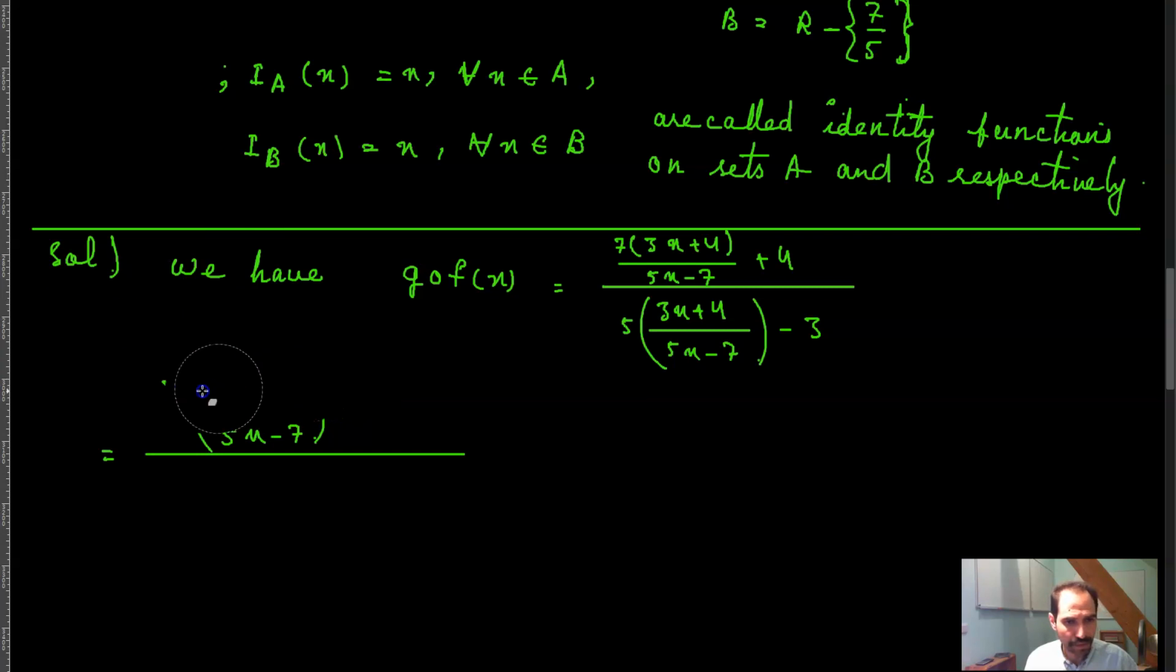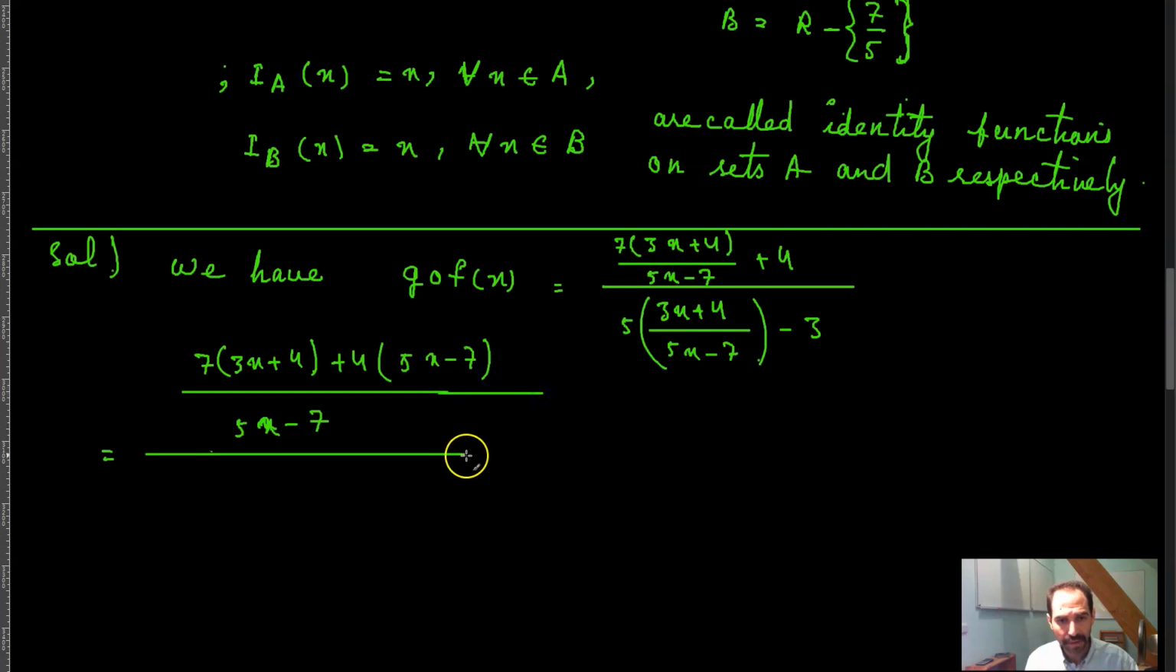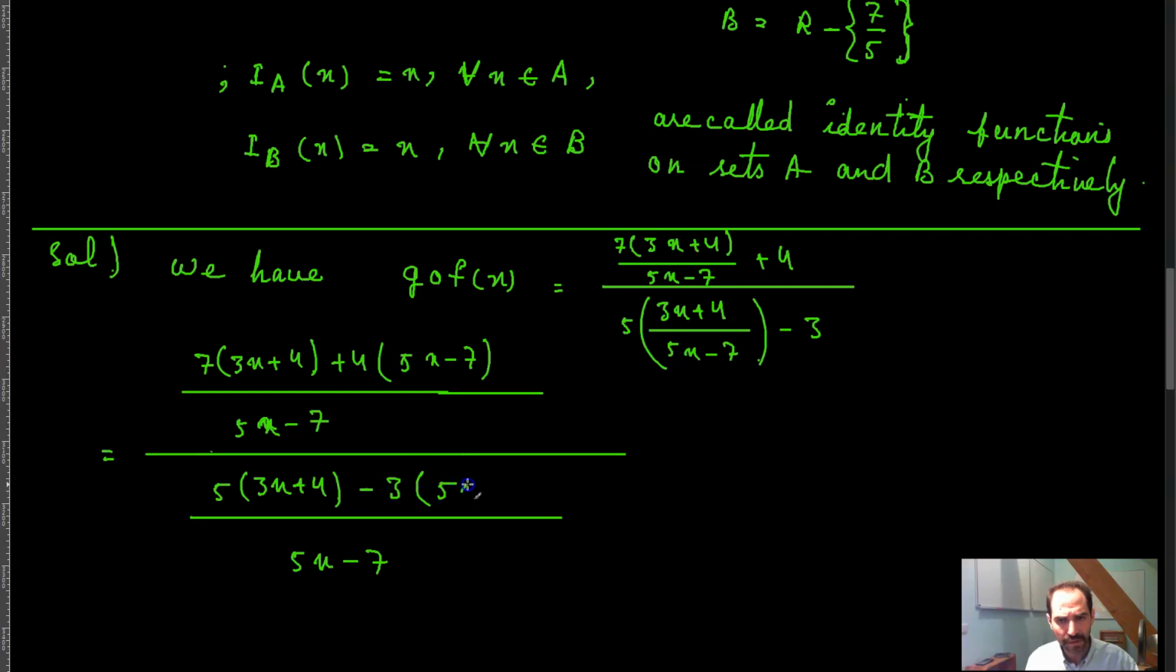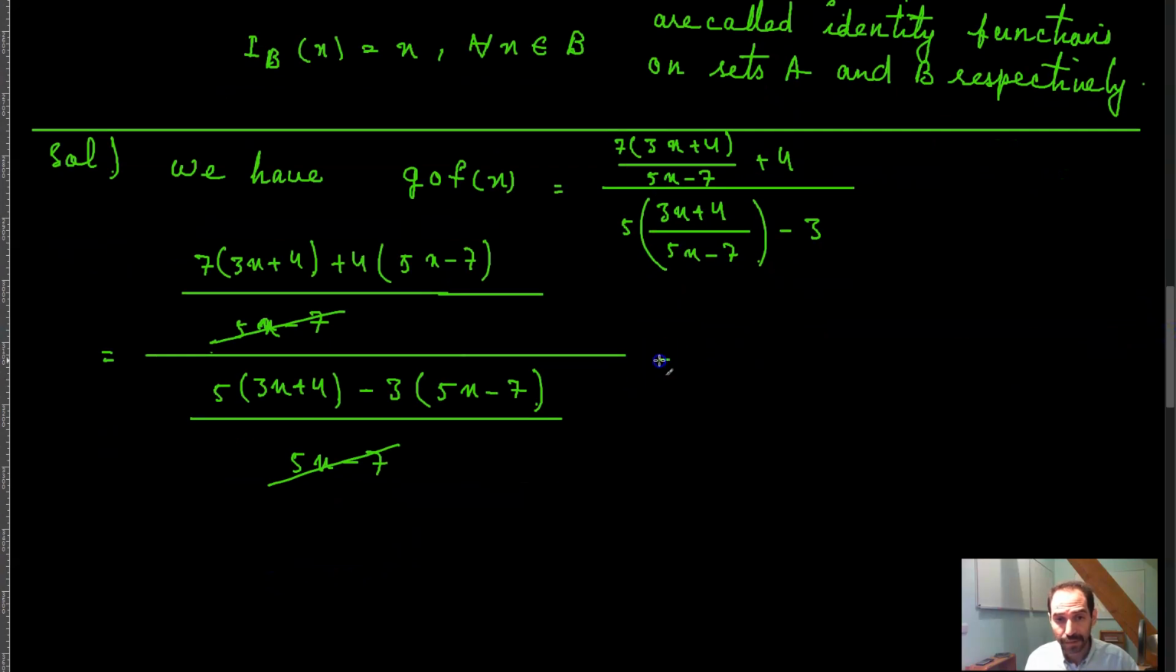what I can do is take the LCM here as 5x minus 7 and write this as 7 times (3x plus 4) plus 4 times (5x minus 7), and then in the denominator I can take the LCM as 5x minus 7, and over here I can write 5 times (3x plus 4) minus 3 times (5x minus 7).